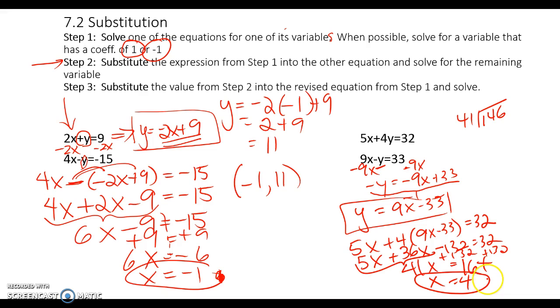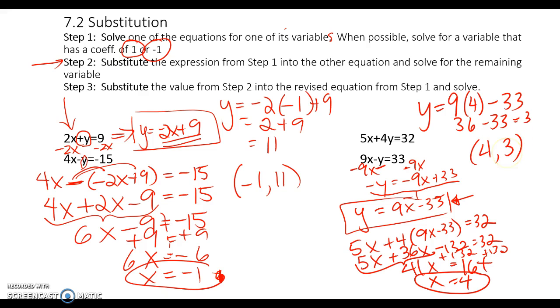Then I substitute the value from step 2 into the revised equation above. Y equals 9 times x, which is 4, minus 33. 36 minus 33 equals 3. I have an x of 4, a y of 3. So let's see if that works. 5 times 4 is 20, plus 4 times 3 is 12, equals 32, yep. 9 times 4 is 36, minus 3 is 33. It works. So those are two examples using substitution.